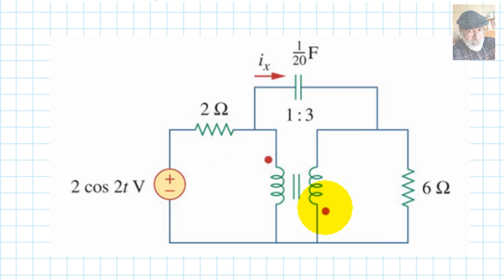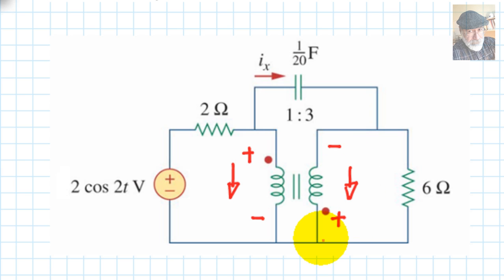The first thing we observe is that when the voltage on this side has this polarity, the voltage on the other side has that polarity. That is the meaning of those dots there. Also, when the current is entering the dot on one side, let's say on the left-hand side, the current is leaving the dot on the other side.